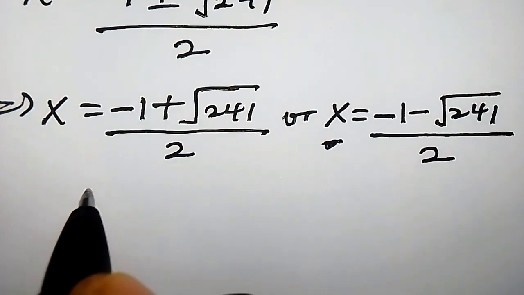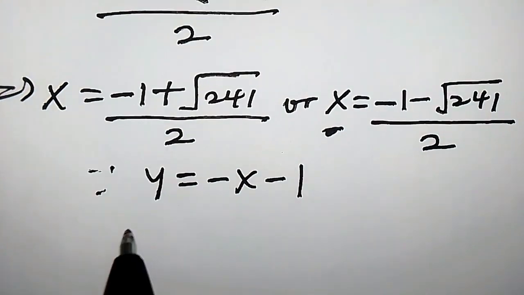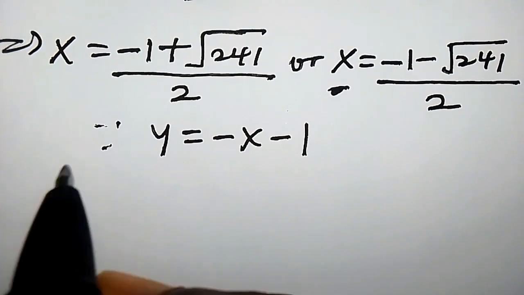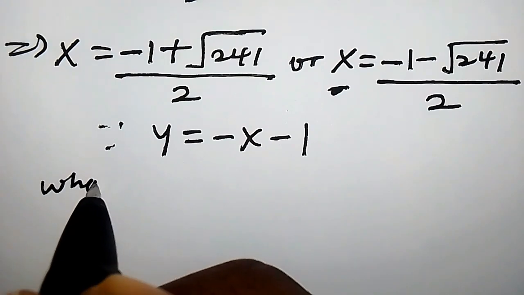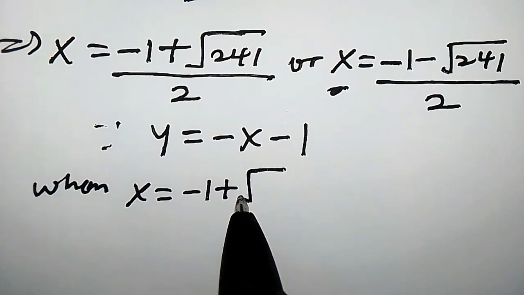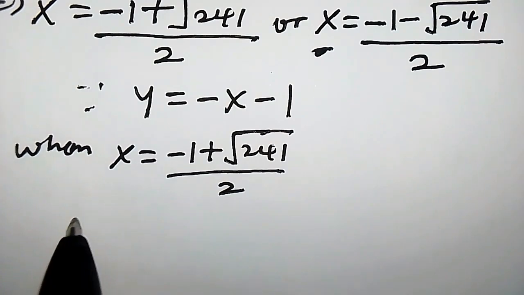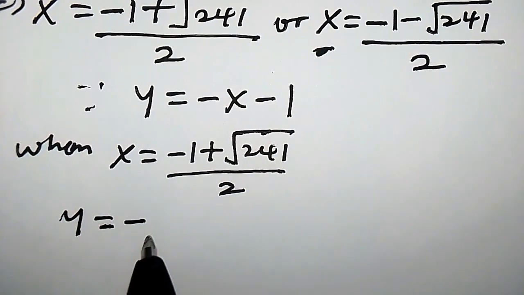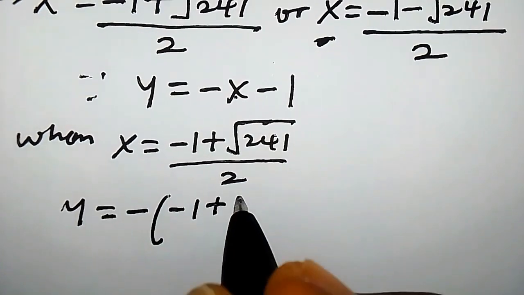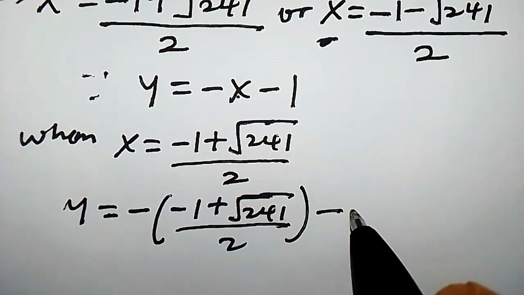Now, since y is equal to minus x minus 1, to get the value of y, we will consider each value of x that we have here. Consider this first. When x is equal to minus 1 plus root 241 divided by 2. From here, we have y equal to minus. We will now replace this particular x with this guy. So we have minus, open bracket, minus 1 plus root 241 divided by 2, close the bracket, minus 1.